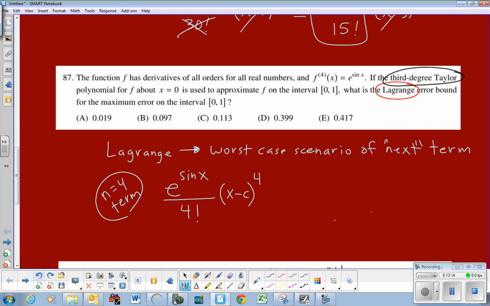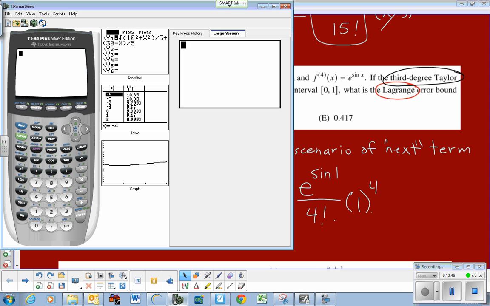What I need to do is figure out worst case scenario, meaning where is e to the sine x biggest between 0 and 1. And it's always either going to be 0 or 1, whichever one is worse. Sine of 0 is 0. Sine of 1 is sine of 1. So my final answer is going to be e to the sine of 1, because that's the biggest that 4th derivative can be, over 4 factorial times 1 to the 4th. And the 1 to the 4th doesn't do anything. So I need to know e to the sine 1 over 4 factorial.